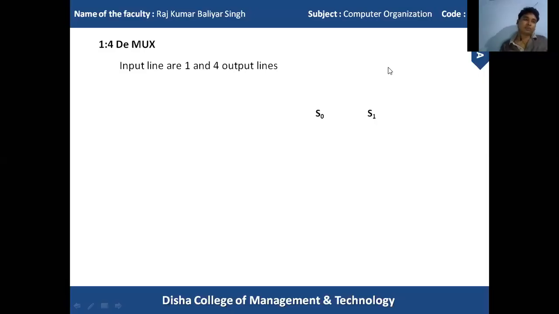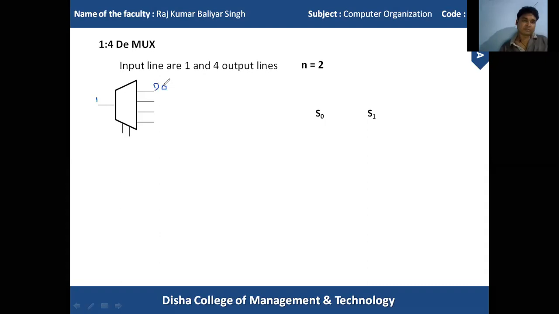In case of 1 to 4 DMUX, it must have one input line and 4 output lines. Again the n value is 2 here, that is the control lines, remember it, DMUX uses control lines. So this is the block diagram for the DMUX. So this is the input, say it is I, and the outputs are D0, D1, D2 and D3.